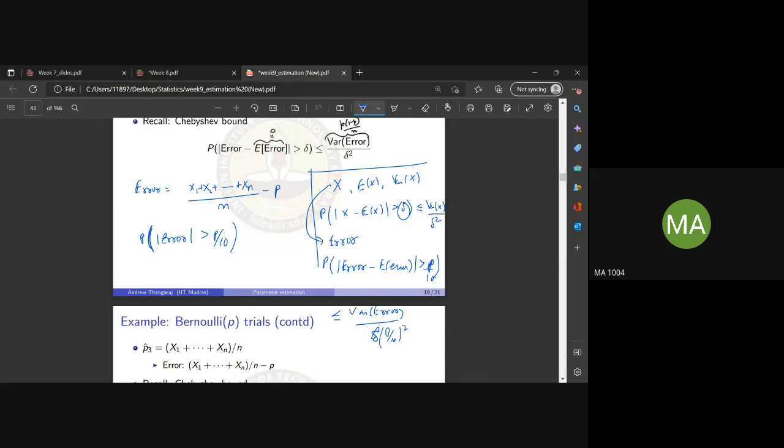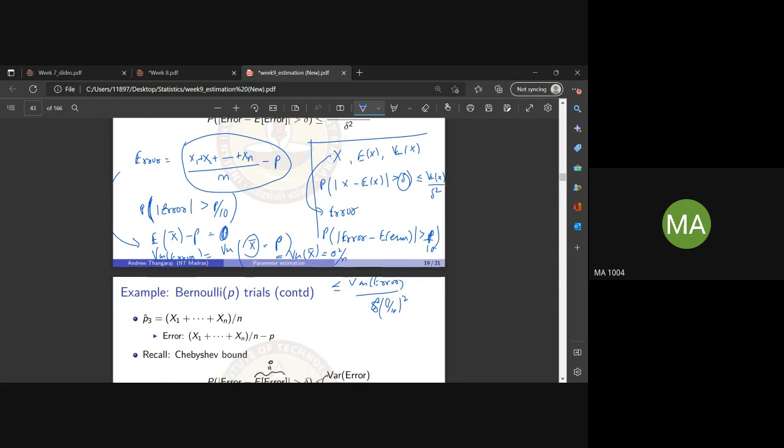Now the error is this. What is the expected value? The expected value will be the expected value of the sample mean minus p, that is nothing but 0. Now what is the variance of error? It is the variance of the sample mean minus p. A sample mean is a random variable and p is a constant, so it will be the same as the variance of x bar. And the variance of x bar is sigma square by n.